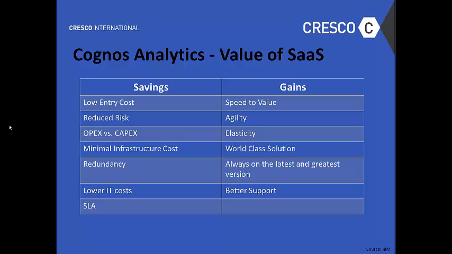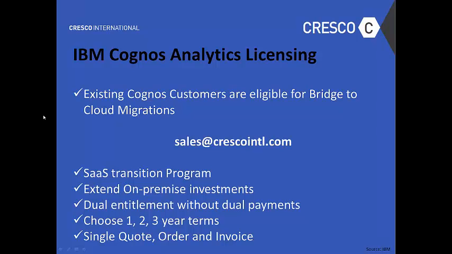In addition to low entry costs and reduced risk, the speed to value and agility are so beneficial, where with minimum infrastructure costs, upgrades, fix packs, and hot fixes are automatically completed by IBM. IBM will always inform you, the clients, before they do these upgrades and fix packs. So eventually, it lowers the IT costs and provides better software support for you. There's also the operational expense versus capital expense comparison, where the cloud solutions are a subscription service that allows you to easily get budget approvals in most organizations without any extra surprises with on-prem types of situations. Let's go ahead and go to the next slide.